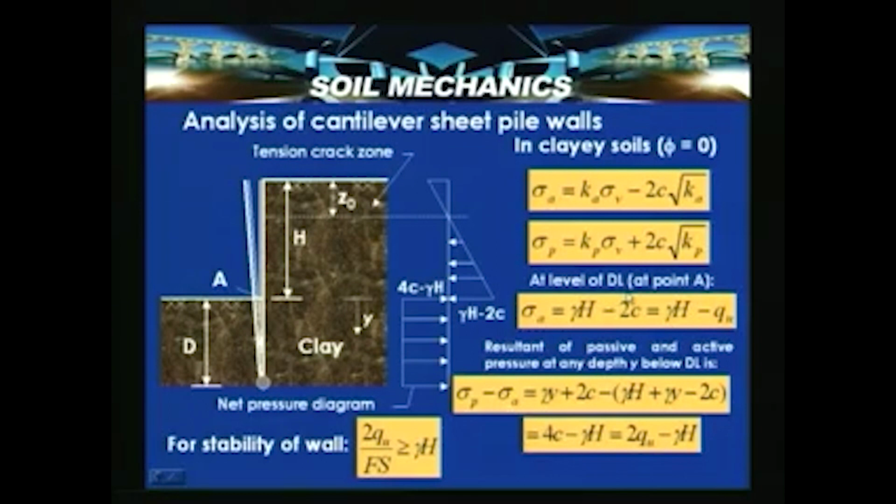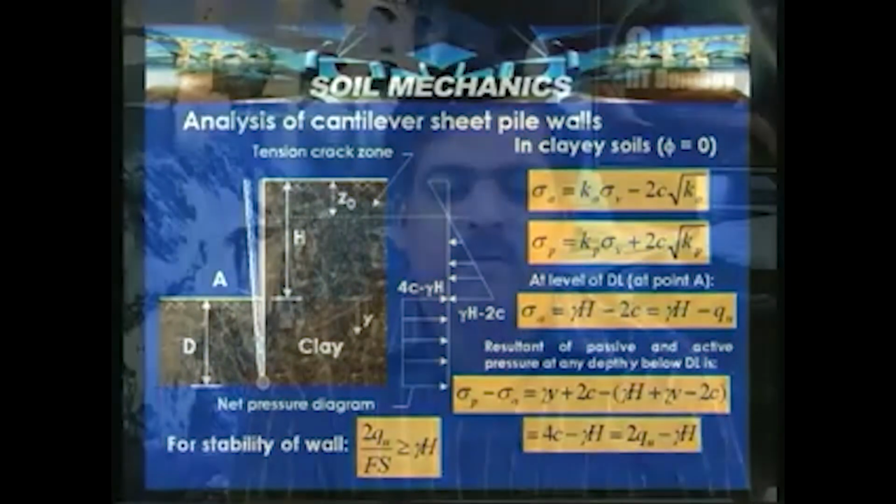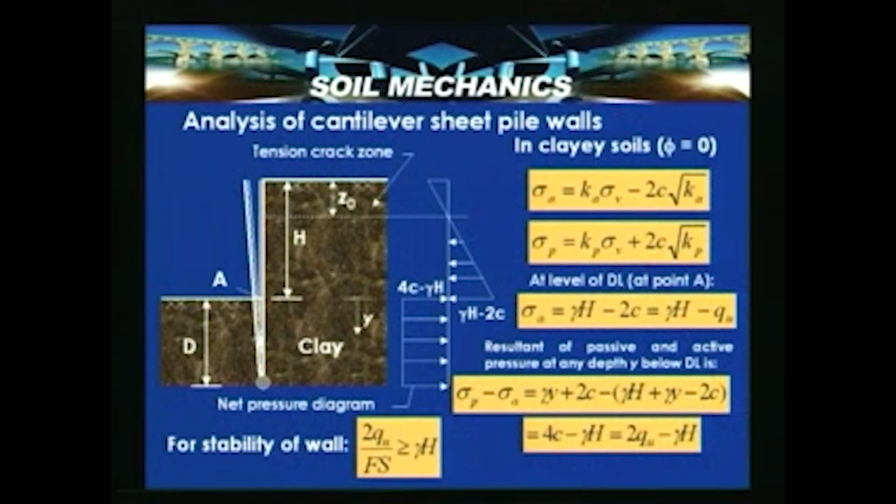In the case of clay type soil, the scenario is entirely different. We discussed in the previous class that when clay is there, the top zone is prone to tension cracks. Now the fundamental earth pressure equations: sigma A is equal to Ka gamma H minus 2C root Ka plus Kaq, for the active case. Similarly sigma P is equal to Kp gamma H plus 2C root Kp.